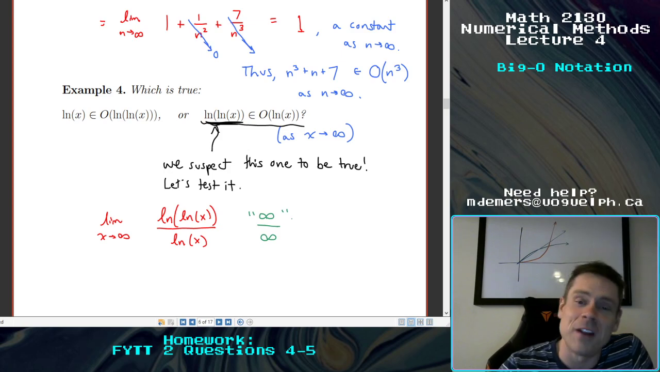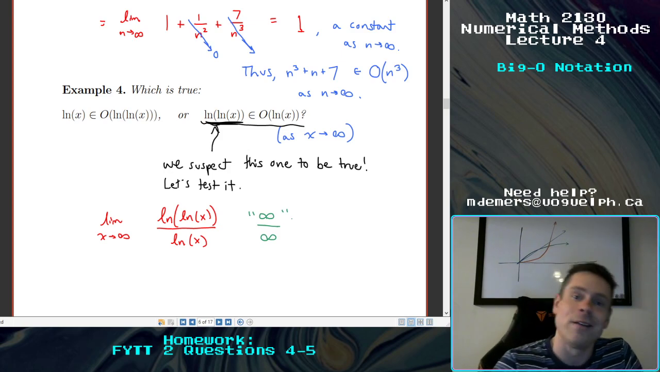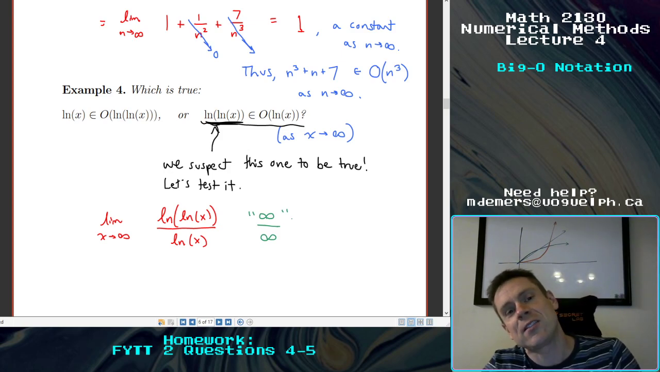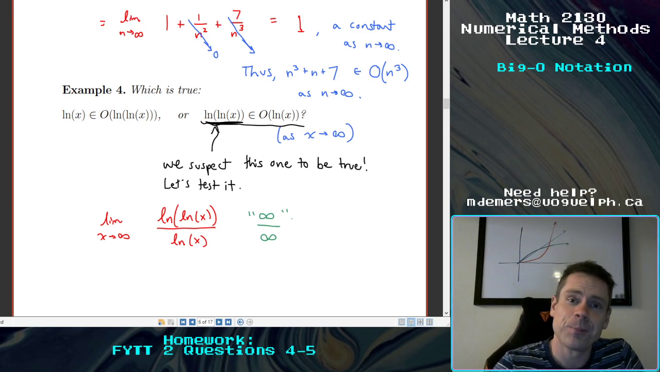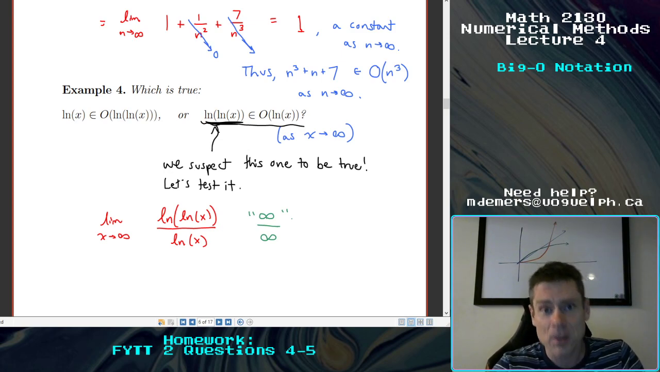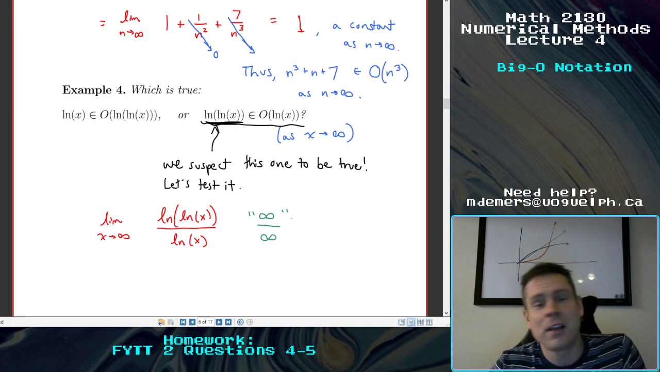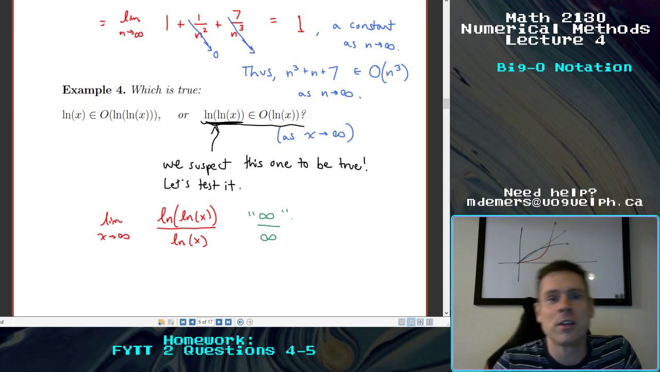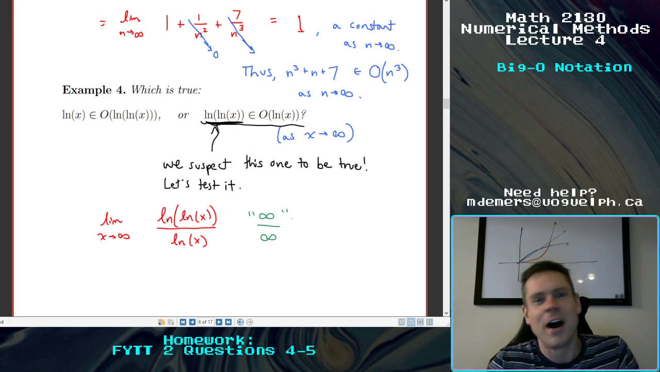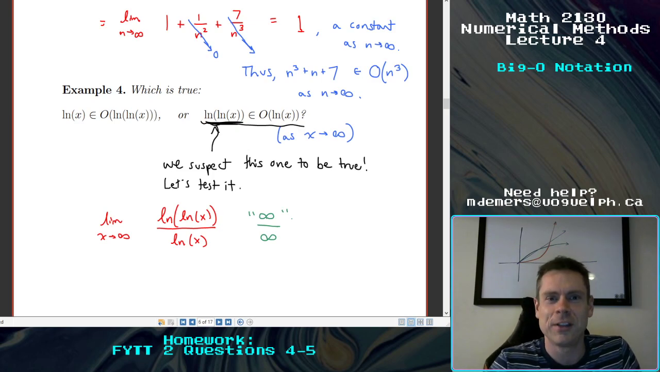This is infinity over infinity, and before you just say it's 1, or before you say it doesn't exist, or anything like that, I want you to think back to the last time you were in the hospital. I don't know where I'm going with this. We need L'Hopital's rule. That's what we need.